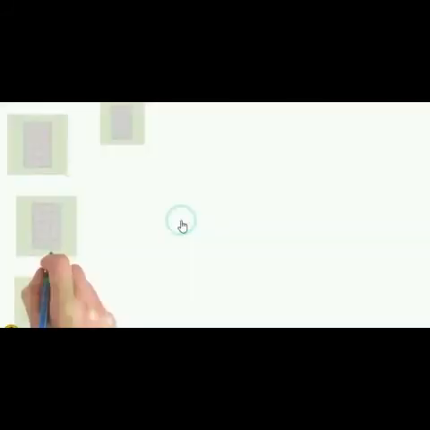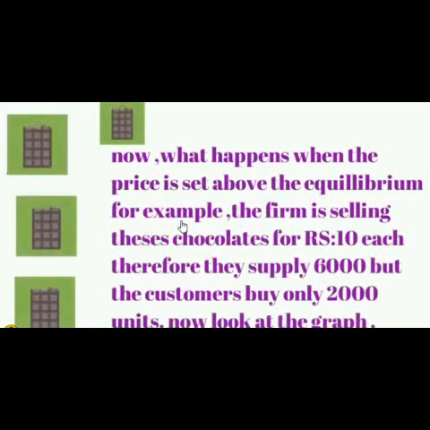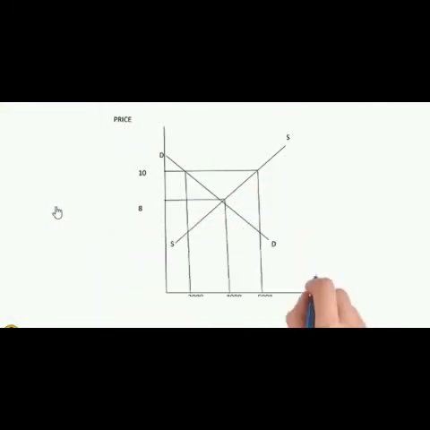So yes guys, now what will happen if the price is set above the equilibrium? For example, the firm is selling these chocolates for 10 rupees each. So they are supplying 6,000 but the customers are buying only 2,000. Look at the graph. I'll show you the graph now. Here is the graph. Here they're selling at 10 rupees, the demand is 2,000 and the supply is 6,000.